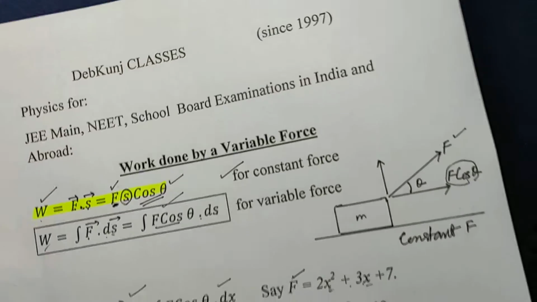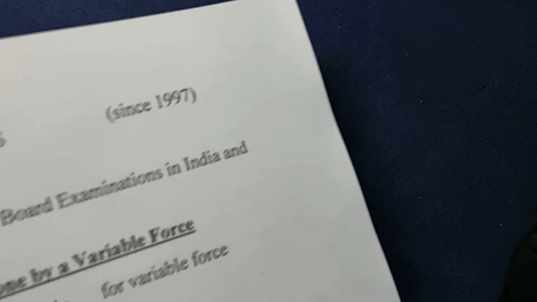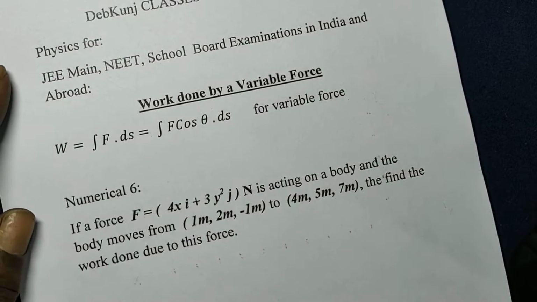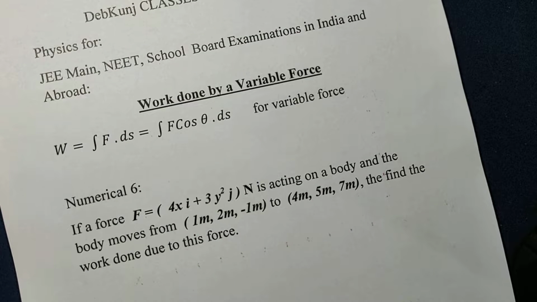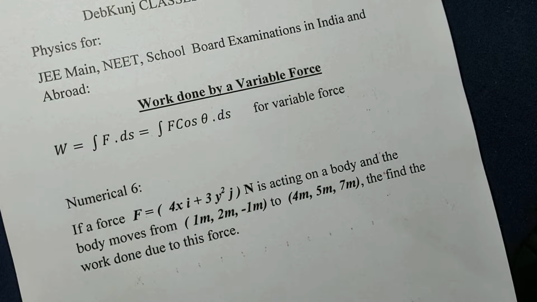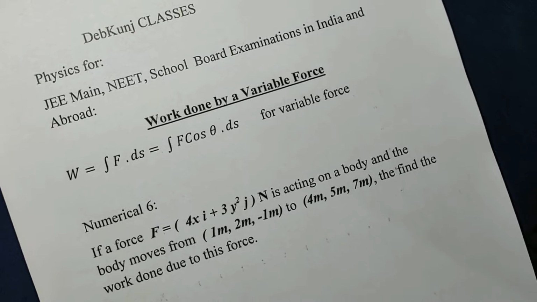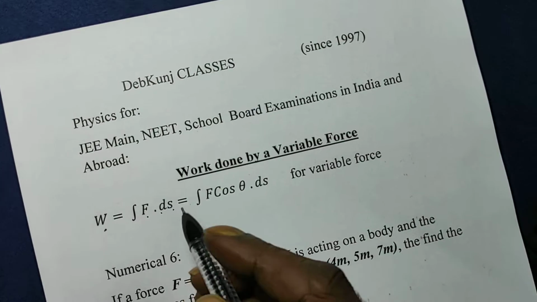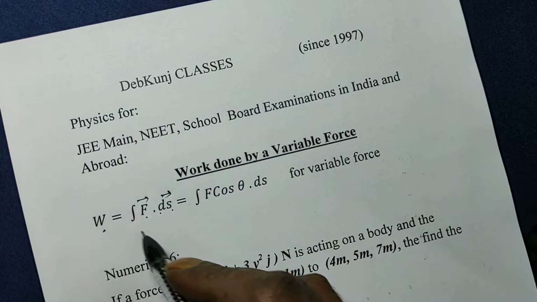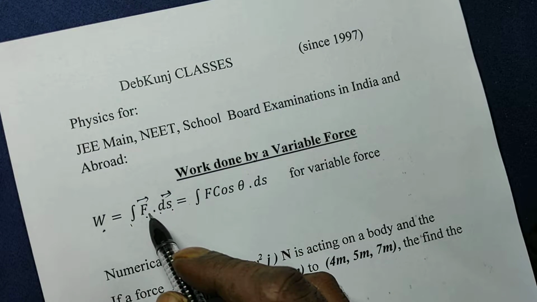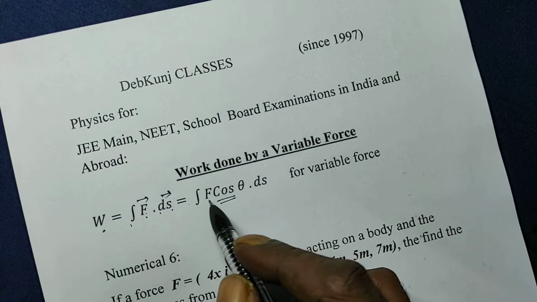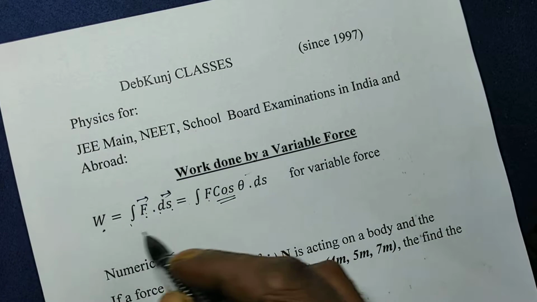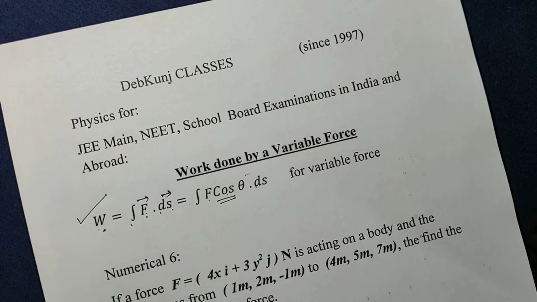Let us do a numerical problem and proceed further in next videos for higher order problems. So what is the conclusion? For variable force, the work done is equal to the integral of F dot ds. Its integration, that is the dot product, has a cos term, so F cos theta ds, right? So this will be used for doing work done in case of a variable force.